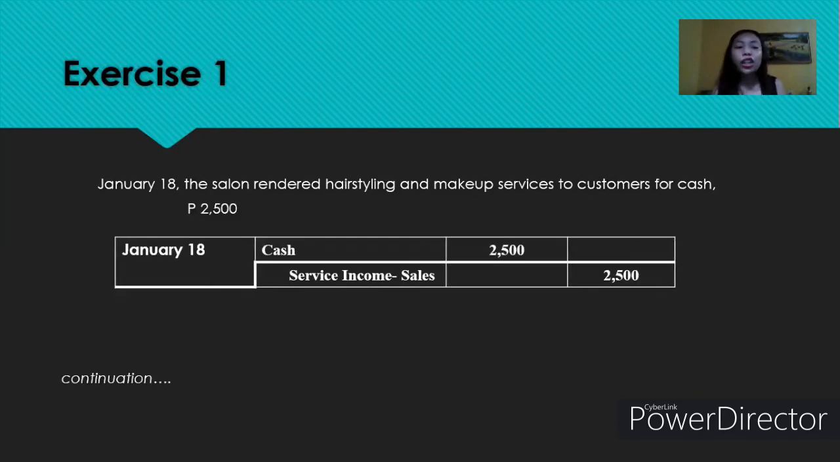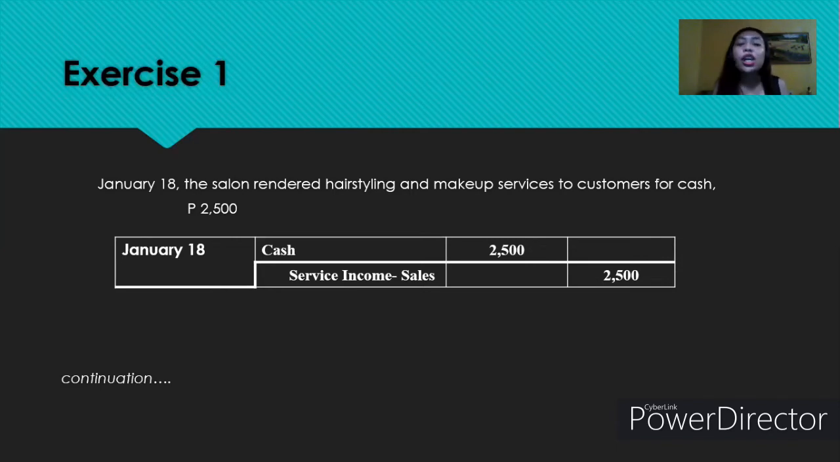Next, another transaction on January 18 is that the salon rendered styling and makeup services to customers for cash, worth 2,500. So definitely you have sales, and that will be an addition to your capital and also to your cash. So the accounts we're going to use are cash and service income or sales.